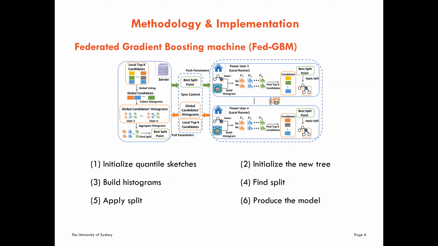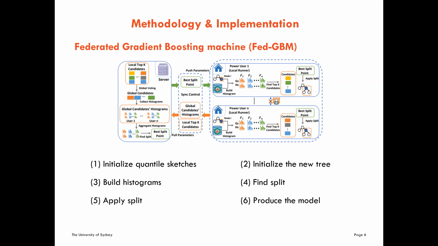Now let me briefly introduce Fed-GBM. Our framework contains two roles, the server and local runners. The server is used as a synchronization controller to coordinate all the local runners to jointly train the model. The local runner represents a wide range of computation devices with limited resources. The data is managed by local runners. The workflow of Fed-GBM contains six phases.